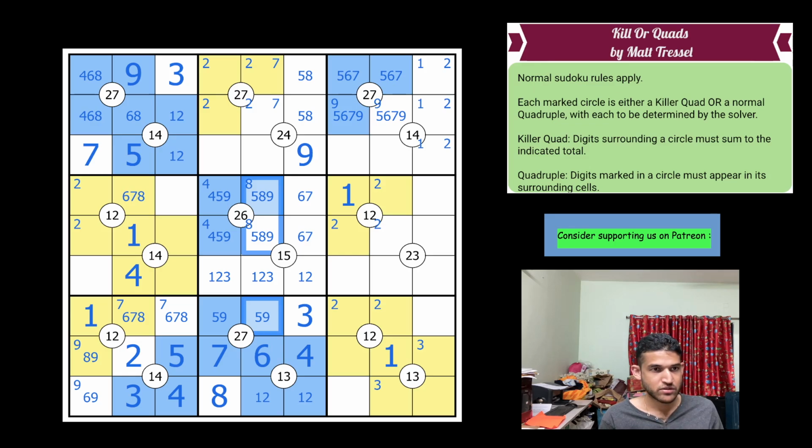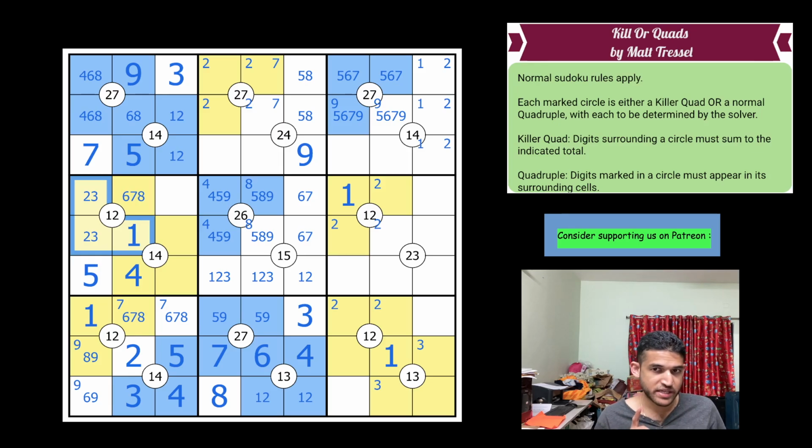Okay. 4, 6, 8, 9, a quadruple. So which means this would be a 2, 3, 5 triplet. So this is 3, 5. This would be 2, 3, 5. But I have 1, 2, 3 here. So this is a 5. I mean, this is a 2, 3.